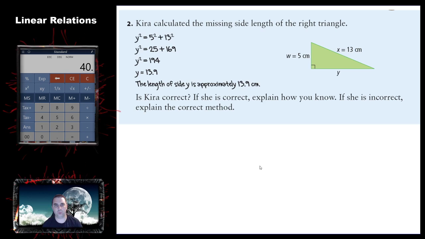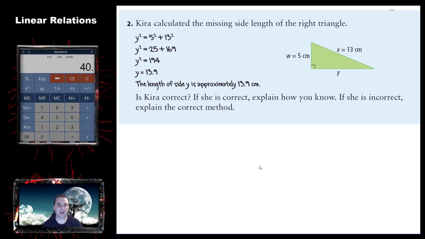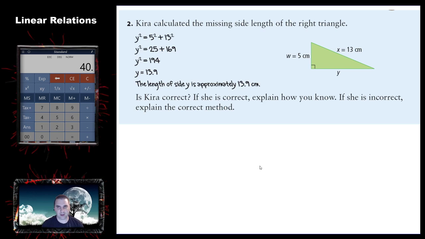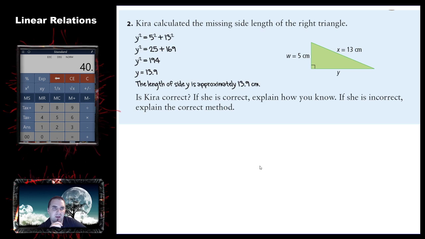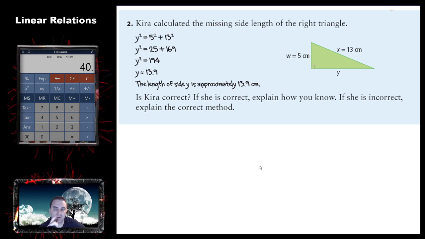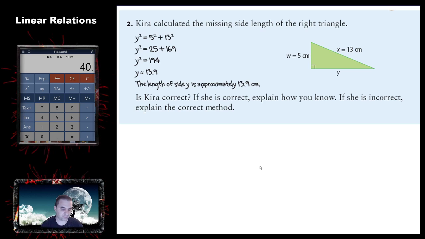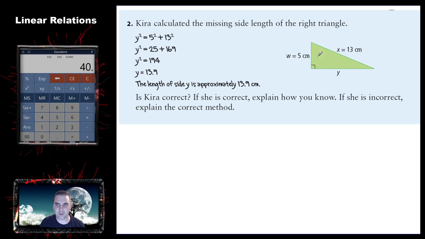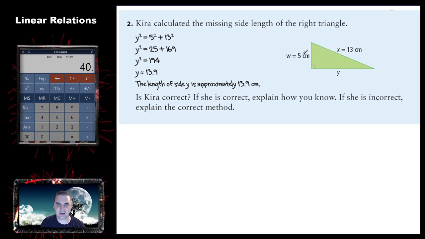Okay, we're at the last question here. It's not a show, you know, but I want to treat it that way, so we're just going to look at this here. Kira calculated the missing side length of the right triangle. So we have a right triangle here. We know it's a right triangle because of this thing, the little box here. Hypotenuse is 13. We have a side leg that is 5 and one that we don't know. We're trying to find y.